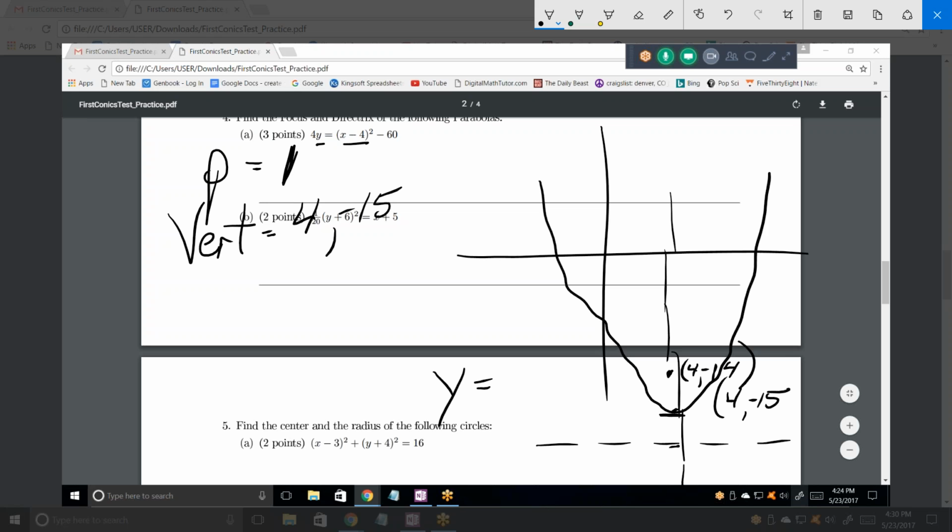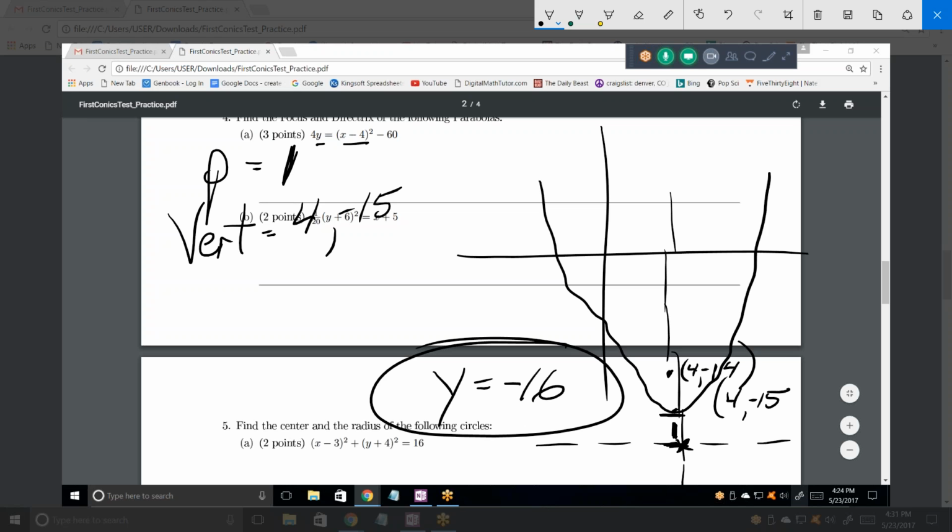That distance right there is the same as P. That's 1. So what's this point that it goes through? Negative 16. So y equals negative 16 is the equation of that line. Okay? That's how you do it.